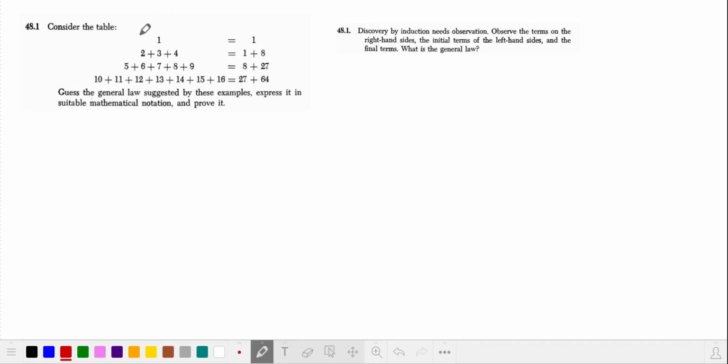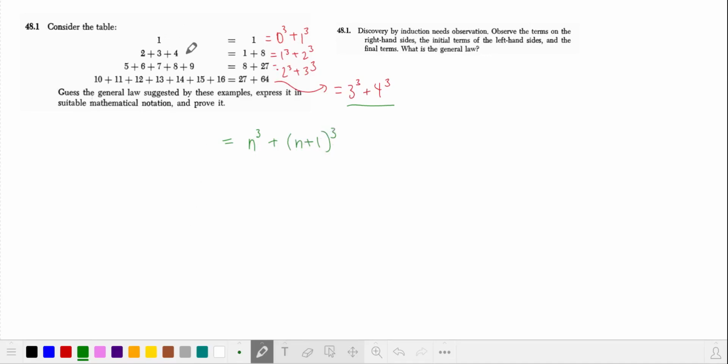On the left-hand side, it looks like we have these sequences of consecutive integers that are summed, and we should recognize these numbers on the right-hand side as perfect cubes. Well, if we write this as the sum of 2 perfect cubes, just to keep the pattern going, it looks like each of these is equal to the sum of 2 consecutive perfect cubes. So let's generalize. On the right-hand side, we have the sum of 2 consecutive perfect cubes. I'm going to write this as n cubed and n plus 1 cubed.